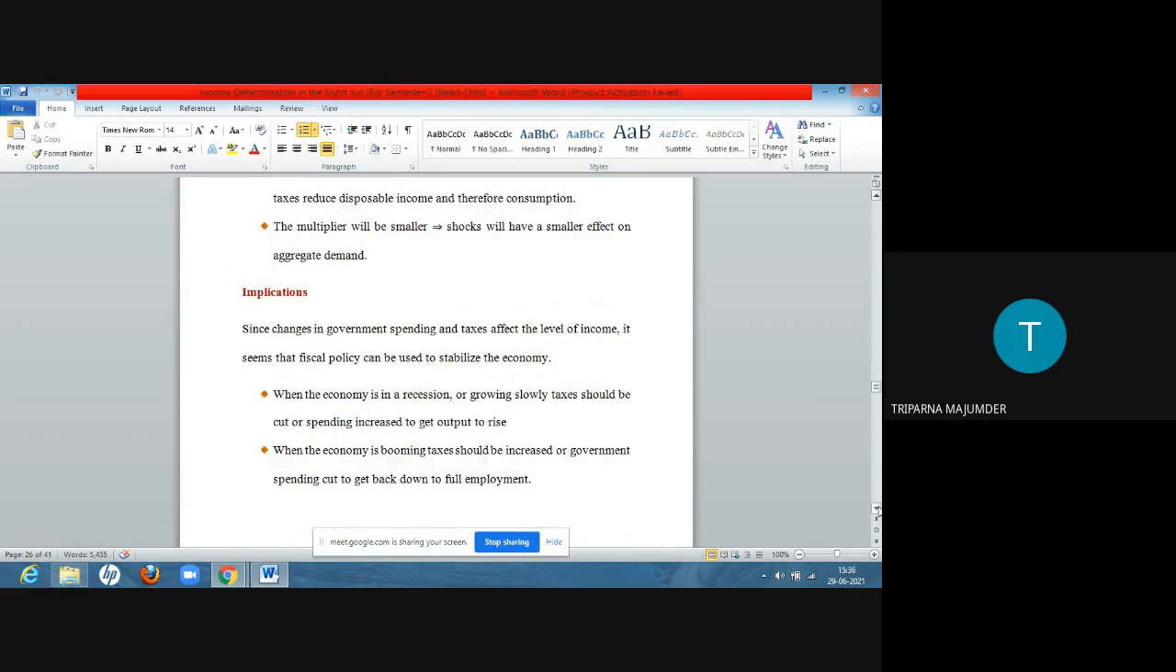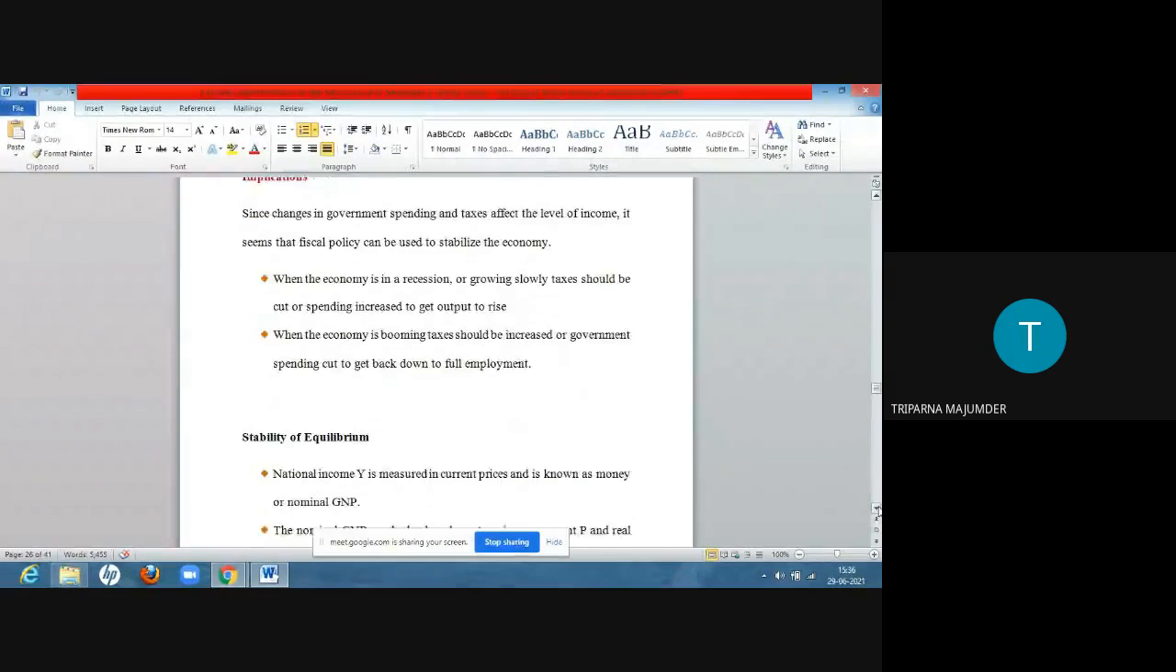What are the implications of this? Since changes in government spending and taxes affect the level of income, it seems that fiscal policy can be used to stabilize the economy. When the economy is in a recession or growing slowly, taxes should be cut or spending increased to get output to rise. When the economy is booming, taxes should be increased or government spending cut to get back down to full employment.